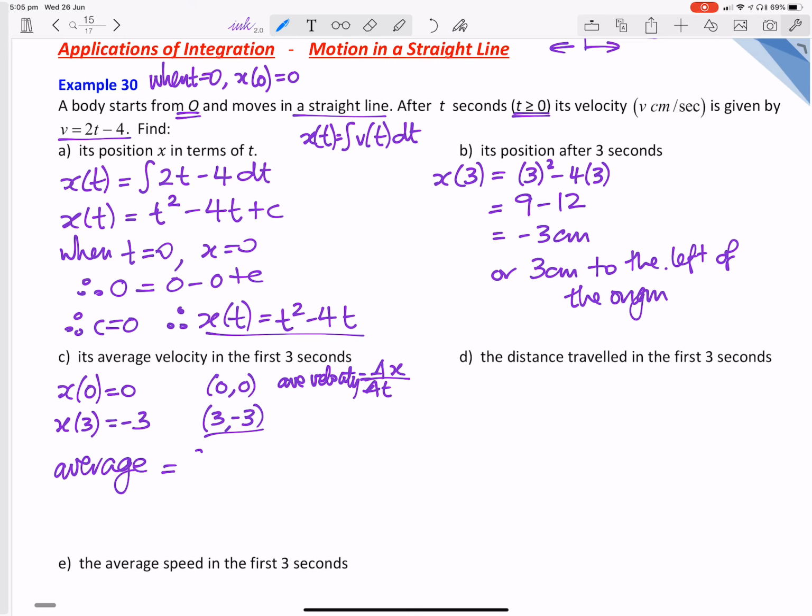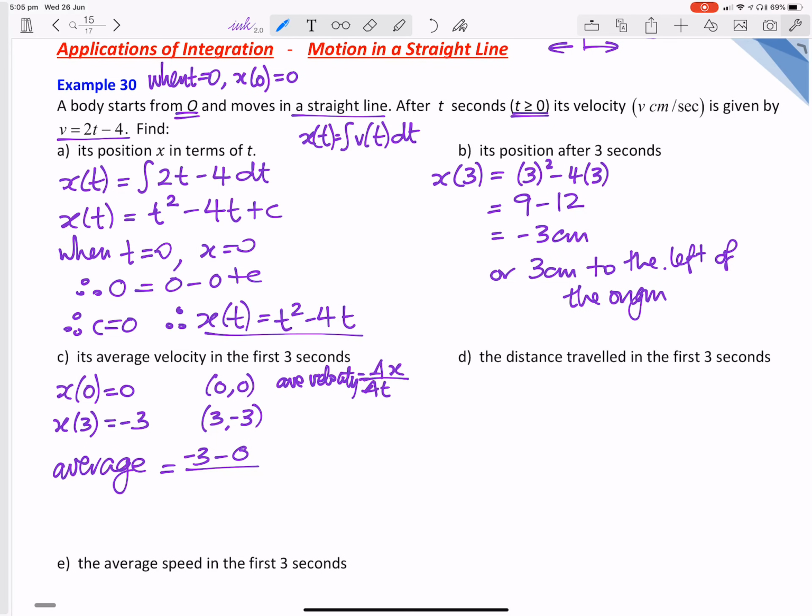So we start at 0, that's our start. Our end point is 3, negative 3. So my end point is negative 3 minus my start point, which is 0, over my end time, which is 3, minus my starting time, which is 0. So we get negative 1 centimeter per second.